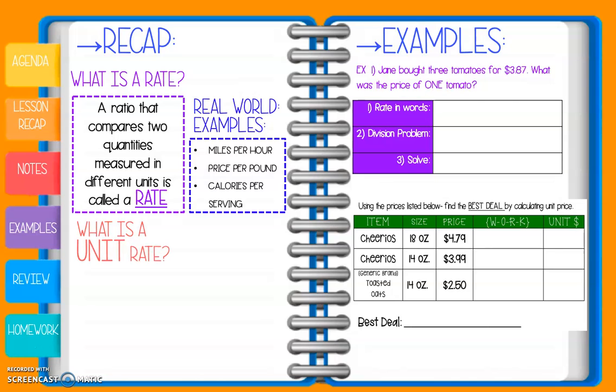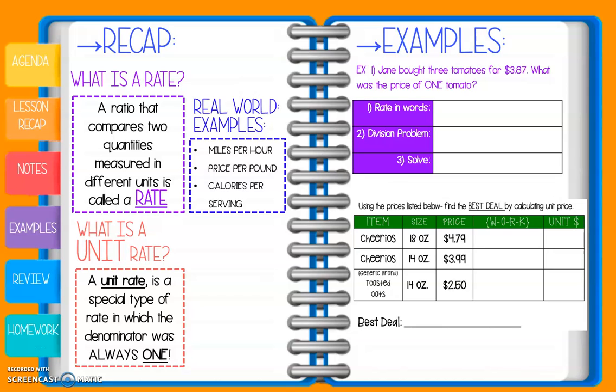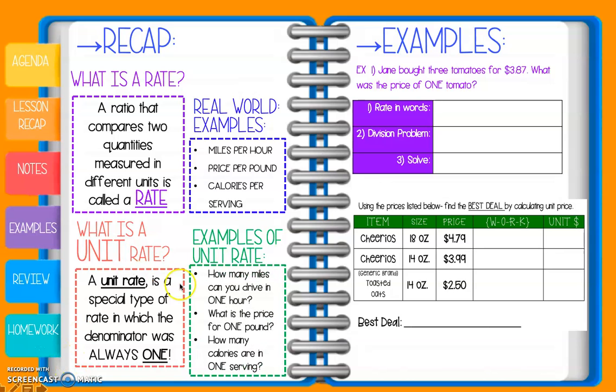Okay, so review. A unit rate is a special type of rate in which the denominator is always 1. So when we're talking about unit rate, we're talking about one of something. So we're talking about how many miles can you drive in 1 hour? Okay. What is the price for 1 pound? How many calories are in 1 serving? So unit rate is always talking about one of something.